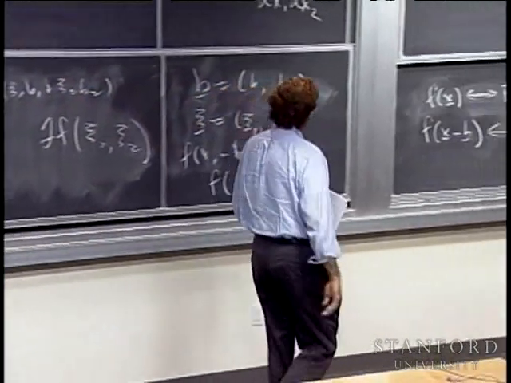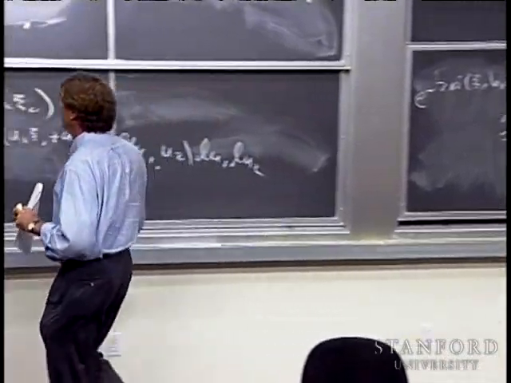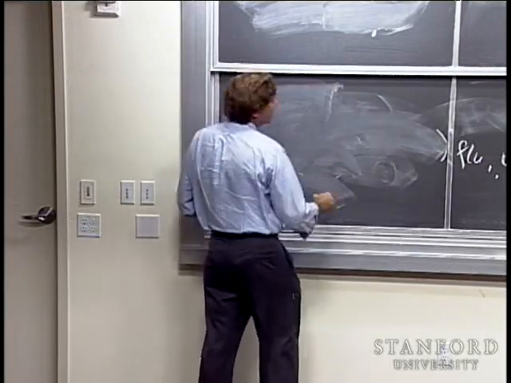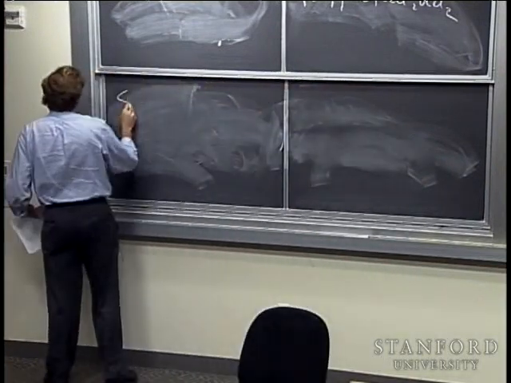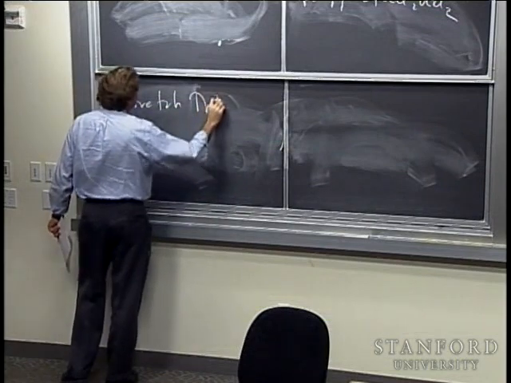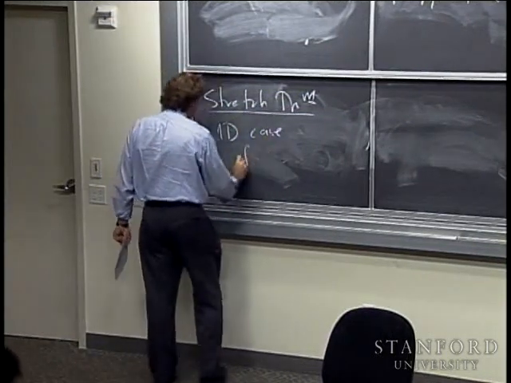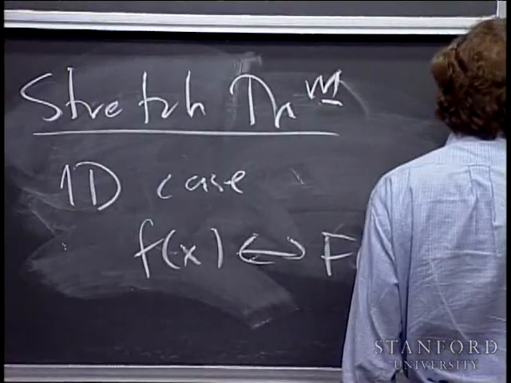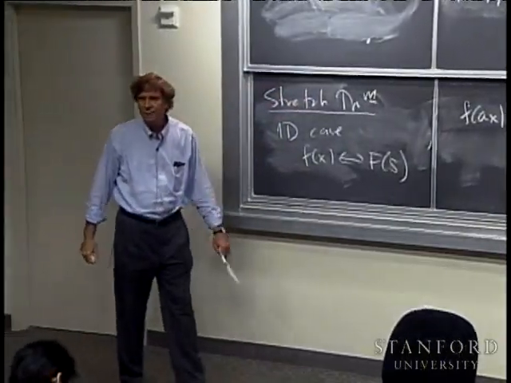Now let me look at one of the formulas where some new phenomena come in. And that's the stretch theorem. All right, there's sort of two basic theorems that we've used a lot. One is the shift theorem that I've just derived, and the other is the stretch theorem when the variables are scaled. The stretch theorem, or scaling theorem, whatever you want to call it, says this. In the one-dimensional case, again, it says that if f of x corresponds to, say, F of s, then if you scale the independent variable, that is f of ax, that corresponds to 1 over the absolute value of a, F of s over a. Okay? And again, we've used that many times in many different contexts.